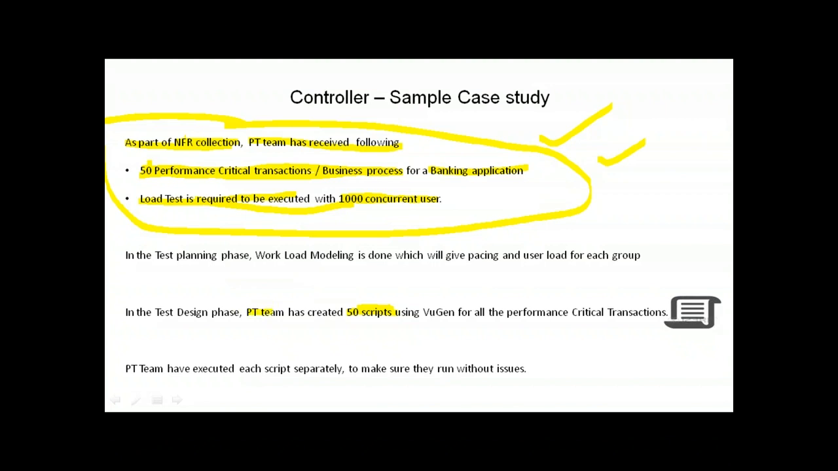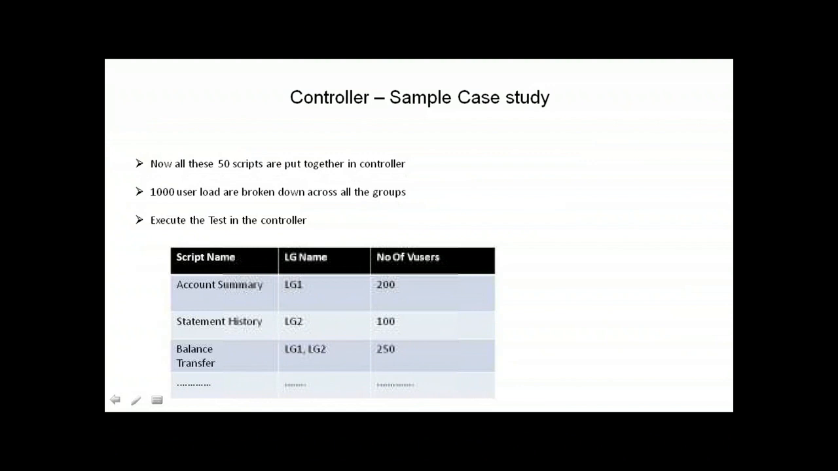Now, what will the performance testing team do? It will create 50 scripts for all these 50 performance critical transactions. It is created in the VUgen component. Then the PT team will execute each script separately in VUgen just to make sure they run without any issues. In other words, they will debug the scripts and make sure there are no issues. We create 50 scripts and execute 50 scripts to make sure they are working fine. Are we clear so far, Susie?